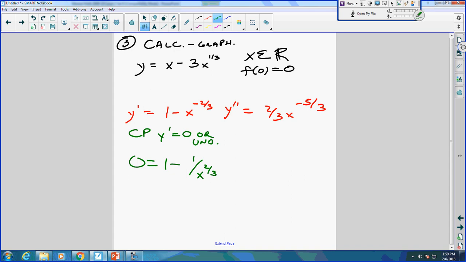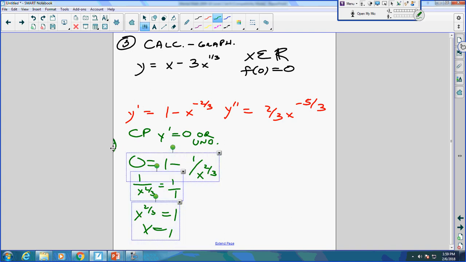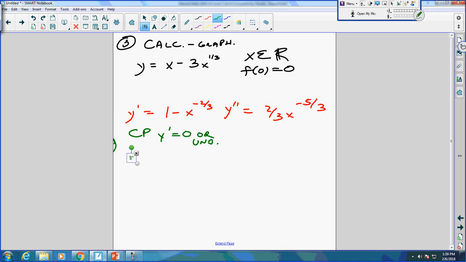All right. I would move this over. I would cross multiply in my head. I get x to the 2/3 equals 1. So x is 1. So that's a 0, okay? The other thing I see is that this is undefined when x is 0. So there are 2 critical points. They occur at x equals 0 and x equals 1. And all this work is great, but for this situation, I don't need to see it anymore. So we'll do this and go x equals 0 and 1.